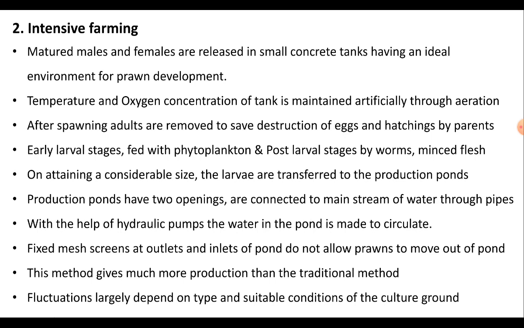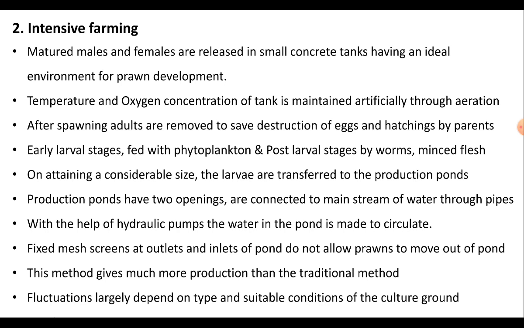The other method is intensive farming. Intensive farming is extensively used in Japan, which includes not only the rearing of post-larval stages of prawn, but also its breeding and spawning at desired places by providing an artificial environment.